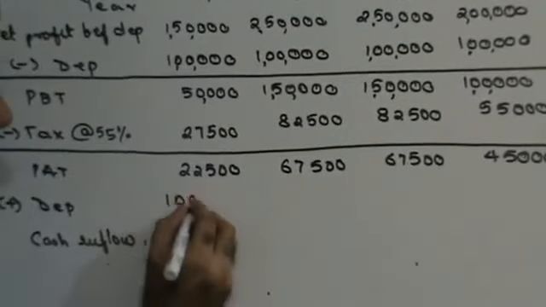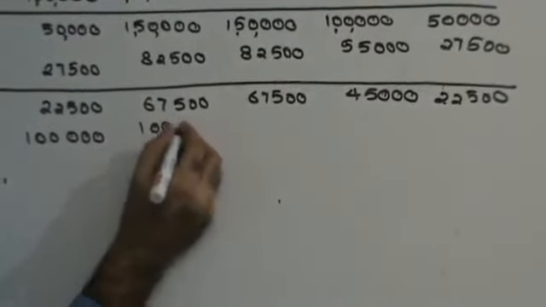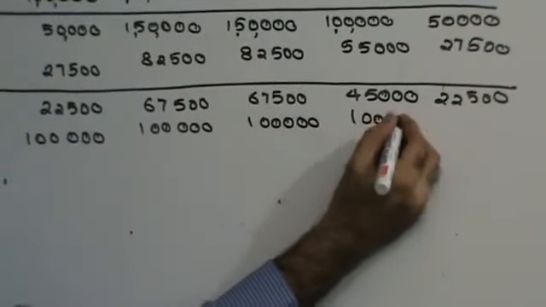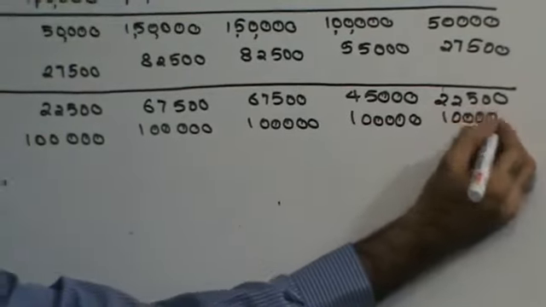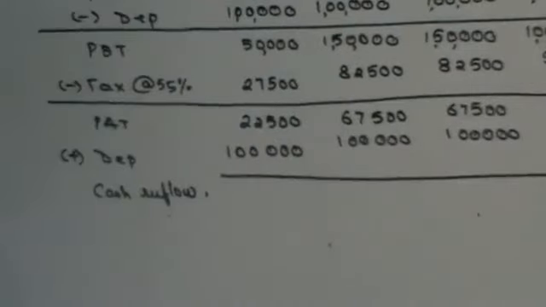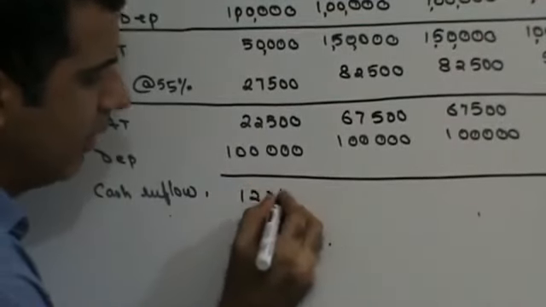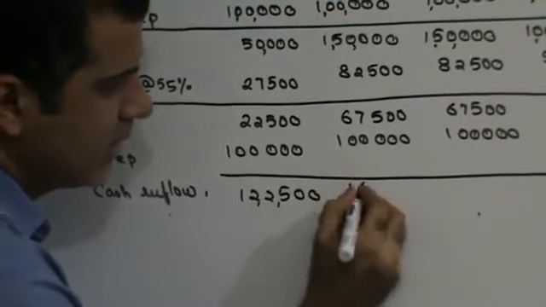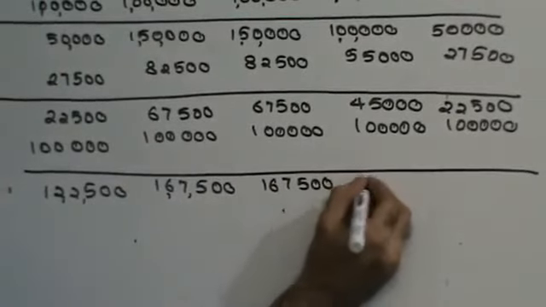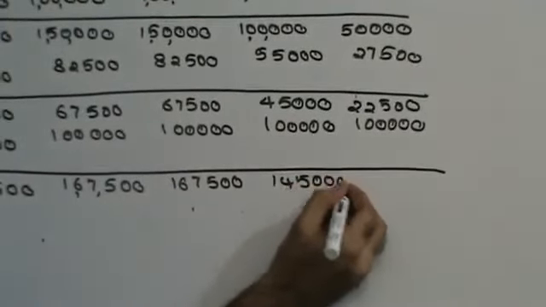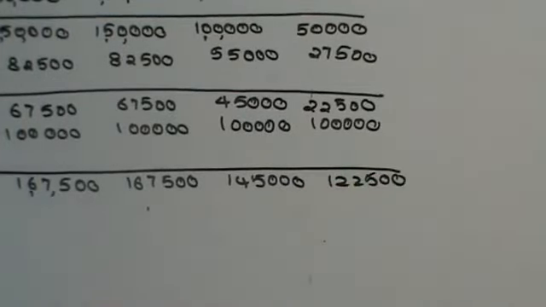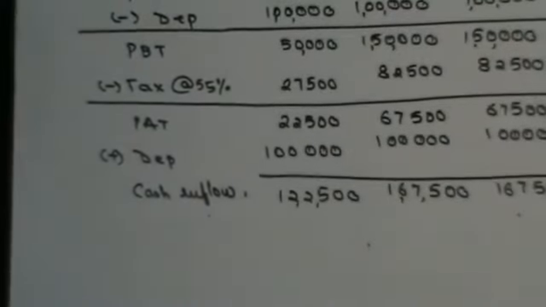Depreciation, add back the depreciation. So this is 1 lakh, 1 lakh, 1 lakh throughout. So this will give you your cash inflow. Cash inflow here is going to be 1,22,500, 1,67,500, 1,67,500, 1,45,000 and 1,22,500. Right? These are your cash inflows for 5 years.